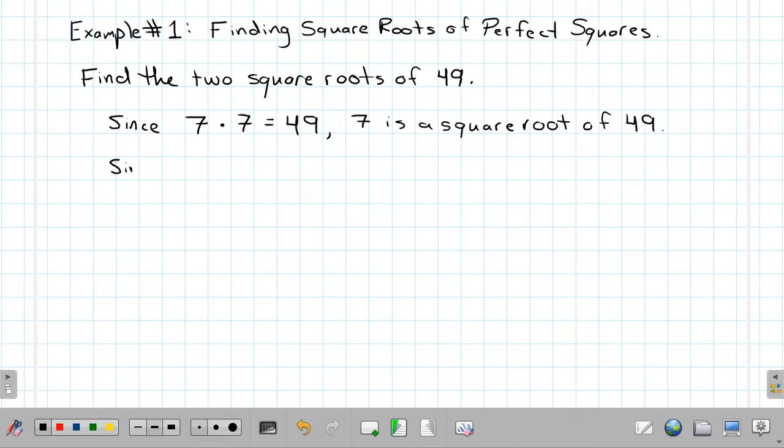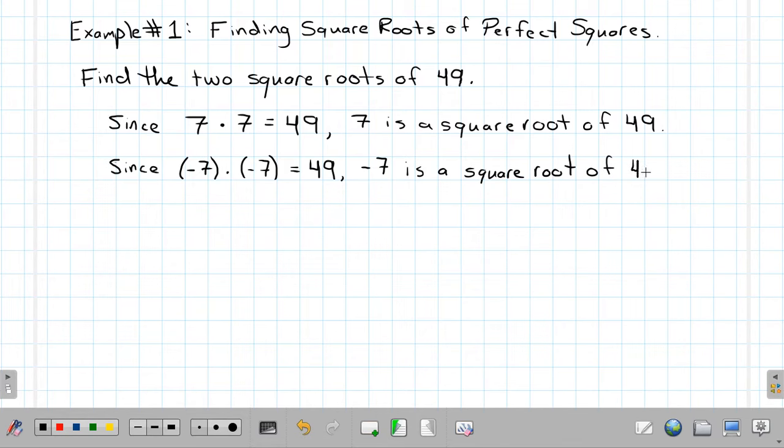We have 7 times 7 equals 49, but we can also have negative 7 times negative 7. That is also equal to positive 49. So 7 and its opposite. 7 times 7 is 49, and negative 7 times negative 7 is 49. That also means that negative 7 is a square root of 49. And that's what we mean by every positive number has two different square roots.